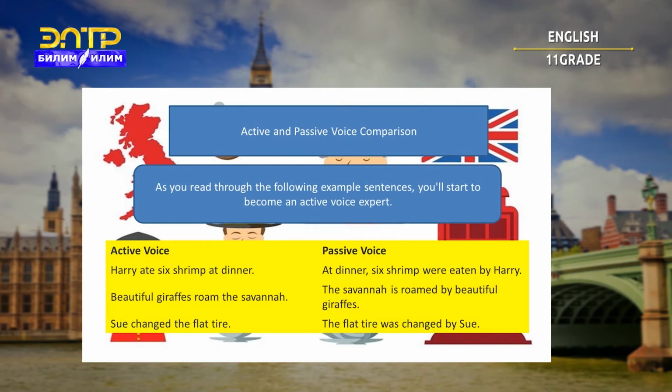Active and passive voice comparison. As you read through the following example sentences, you'll start to become an active voice expert. Active voice: Harry ate 6 shrimp at dinner. Passive voice: at dinner 6 shrimp were eaten by Harry. Beautiful giraffes roam the savannah. In passive, the savannah is roamed by beautiful giraffes. In active, Sue changed the flat tire. In passive, the flat tire was changed by Sue.